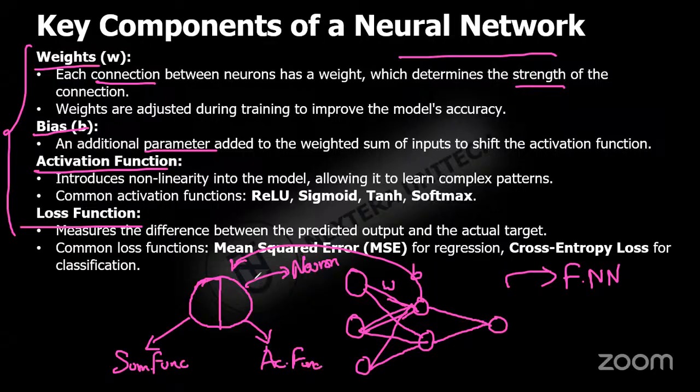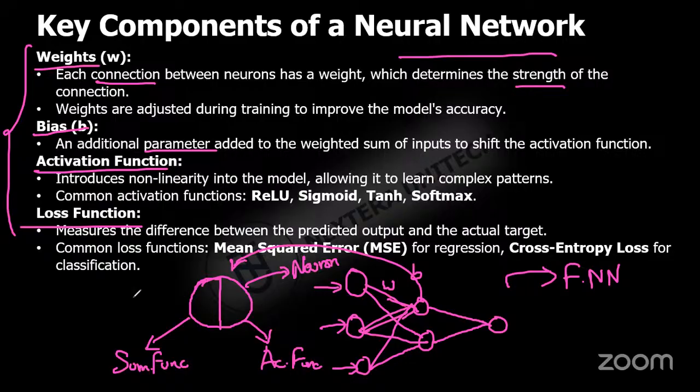Within a neuron, we'll have two parts. The first part will be the summation function, and the second part will be the activation function. What is this summation function? The summation function takes whatever connections that neuron has, and sums up all the product values of the input values multiplied with the weights.